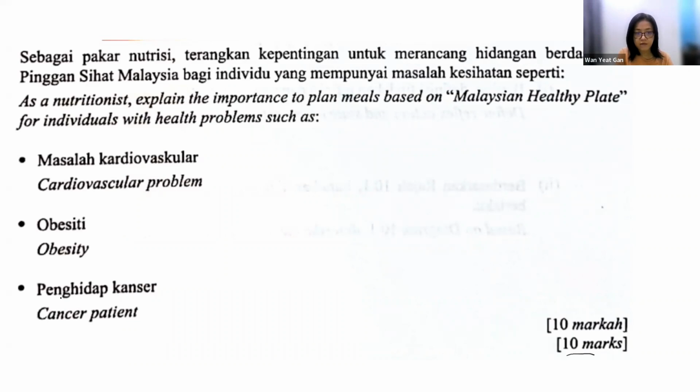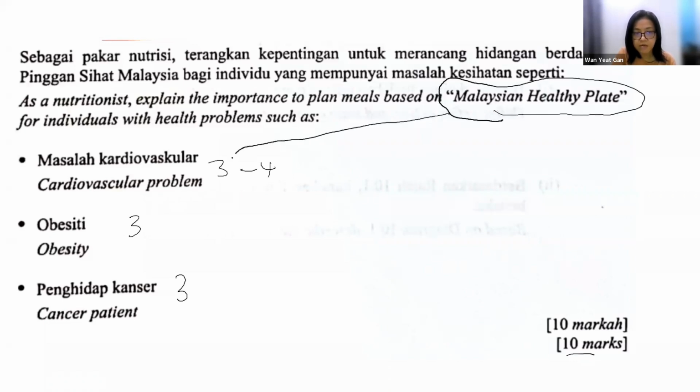So there are 3 different health issues that you need to discuss. So you can allot marks accordingly. Say 3 to 4 marks for each of the question. So we're going to explain based on Malaysian Healthy Plate. So don't forget, you've got to incorporate this into planning a meal for a patient with cardiovascular problem. So you have to plan the meal suitable to be taken by a patient with cardiovascular problem.